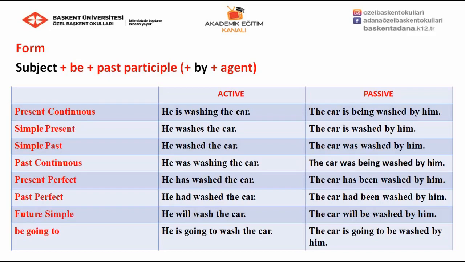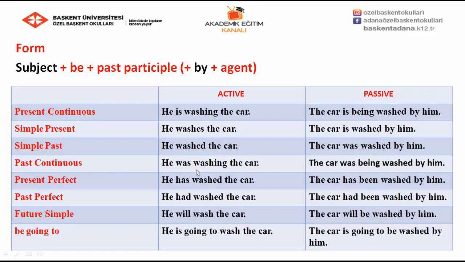Present continuous. As an active form, we need to say he is washing the car. When I convert the active form into a passive form, I need to say the car is being washed by him. Simple present. He washes the car, and its passive form needs to be the car is washed by him. Simple past. He washed the car. In passive form, the car was washed by him.